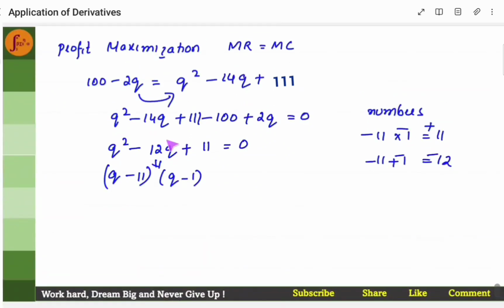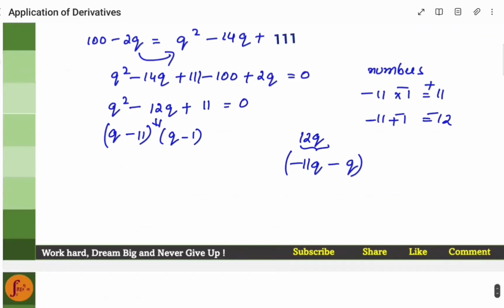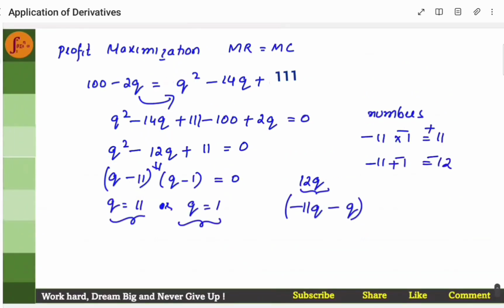We need to split this 12Q as minus 11Q minus Q. That's when you will get 12Q. So when I split and take common factors, I'll get Q minus 11, Q minus 1 is equal to 0, which means Q is equal to 11 or Q is equal to 1. Now it can be only one of them. Here profit can be maximum when either Q is 11 or Q is equal to 1. Now how do we figure out which is the right one?